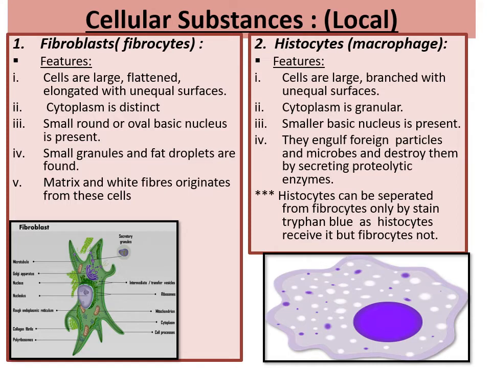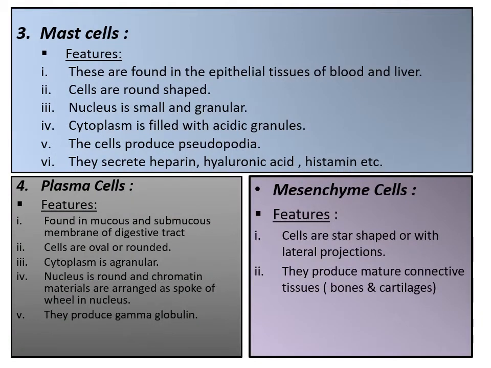Next, we are going to discuss histiocytes or macrophages. If we look at the picture of the macrophage, we can see that the cells are large, branched with unequal surfaces. The cytoplasm is granular. A smaller basic nucleus is present. One of the important functions of the histiocyte is that they engulf foreign particles and microbes and destroy them by secreting proteolytic enzyme. Histiocytes can be separated from fibrocytes only by the stain trypan blue, as histiocytes receive it but fibrocytes do not.